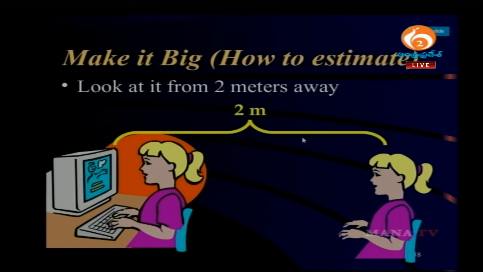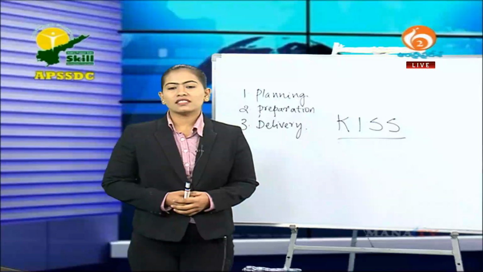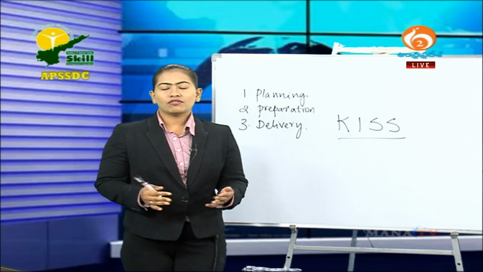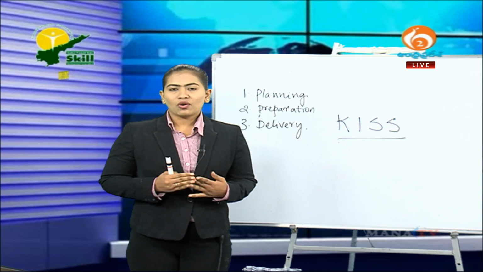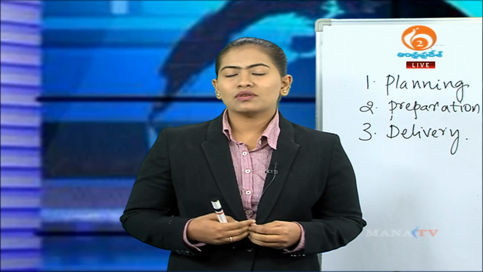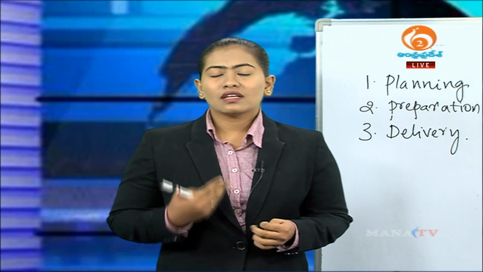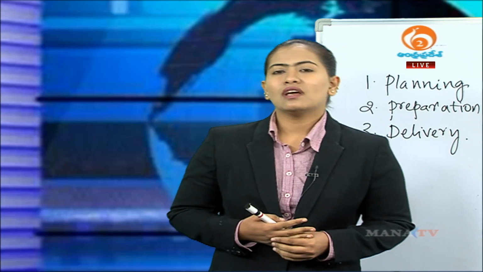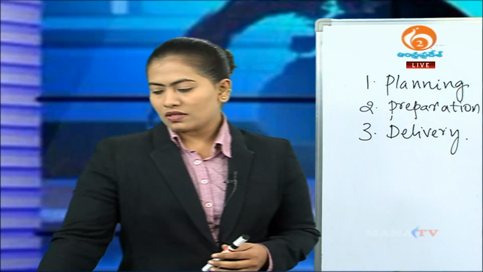So, now the second slide as well gives you the same information, make it big. How to estimate, look at it from 2 meters away. So, let us look at this explanation now. Each time when you are creating slides and you are selecting that specific picture that is related to the topic, all you have to do is keep yourself at a certain distance to understand the visibility, to understand if there are any challenges that can be encountered by the listener, by the audience, to relate to the picture and get the message that you are trying to convey. So, this is something we have to keep in mind.